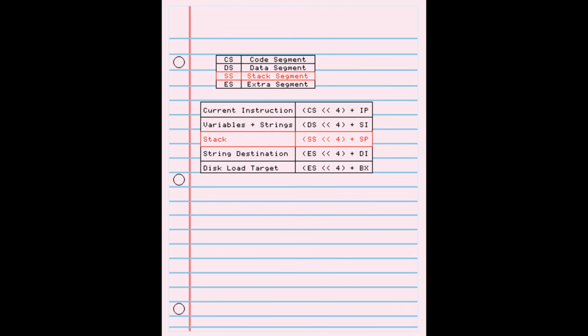The stack segment register points to the segment containing the stack using the stack pointer as the offset. The data segment does the same for operations using variables and strings using the SI register. And lastly, the extra segment register is used for string destination operations with the DI register, but it is sometimes used for other operations as well.